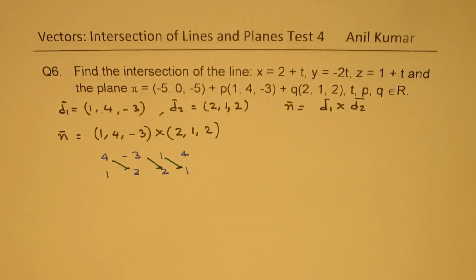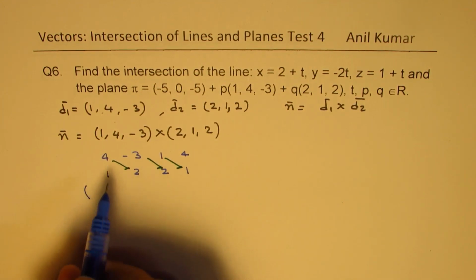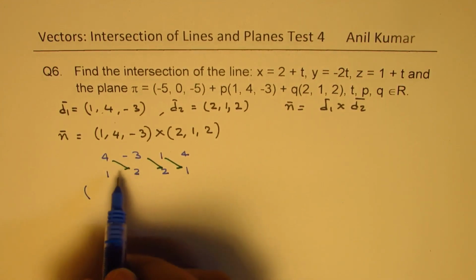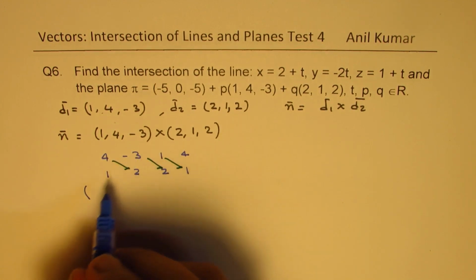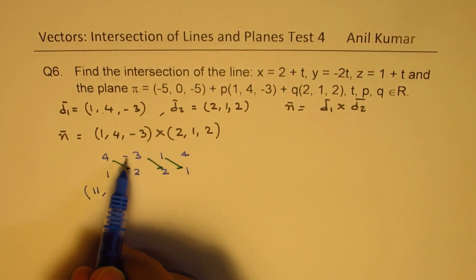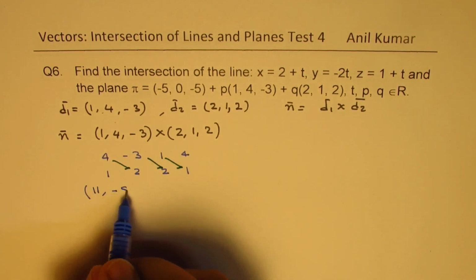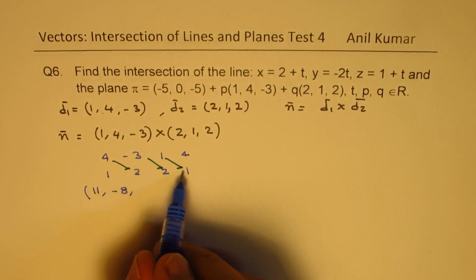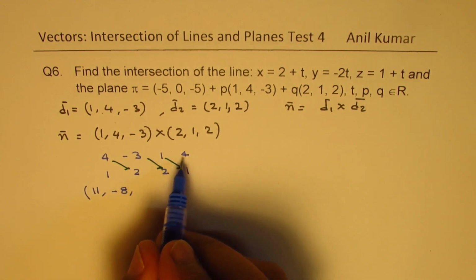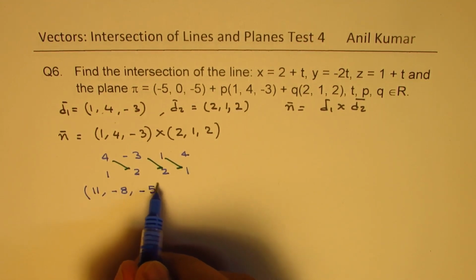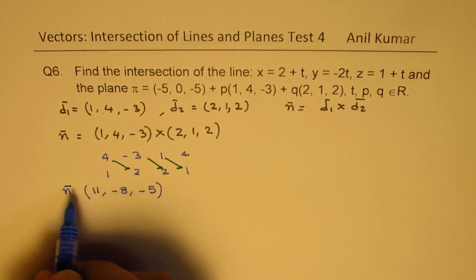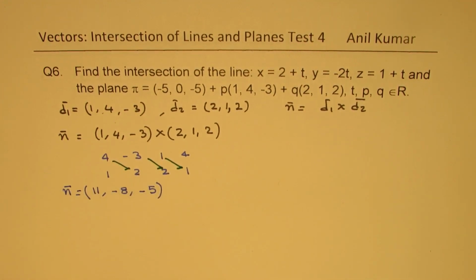So we get our vector, which is going to be 4 times 2, 8, minus of minus 3 will be 11, right? Minus 3 times 2 is minus 6, minus 2 is minus 8. 1 minus 6 will give us minus 5. So the normal vector for the plane is this, right?